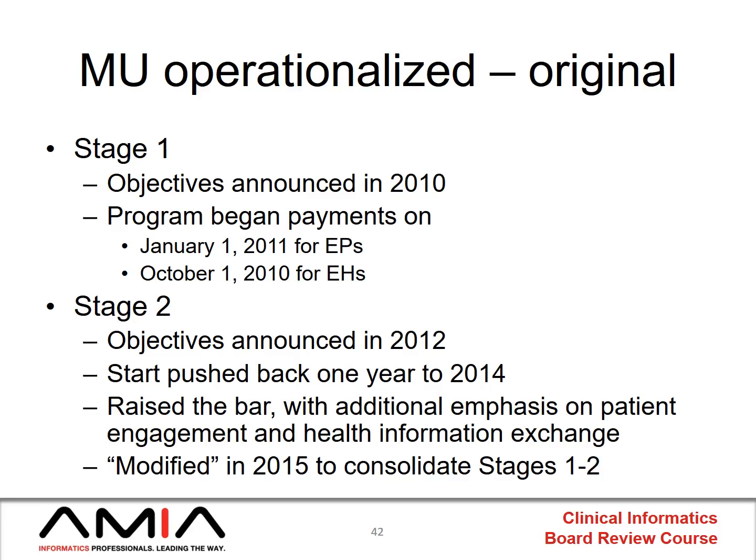Stage 2 was originally slated to begin 2 years later, but it was pushed back a year. The objectives for stage 2 were announced in 2012, but it didn't start until 2014. Stage 2 raised the bar with additional emphasis of the Meaningful Use measures focusing on patient engagement and health information exchange. And then in 2015, there was an effort to consolidate stages 1 and 2 in the so-called modified stage 2.